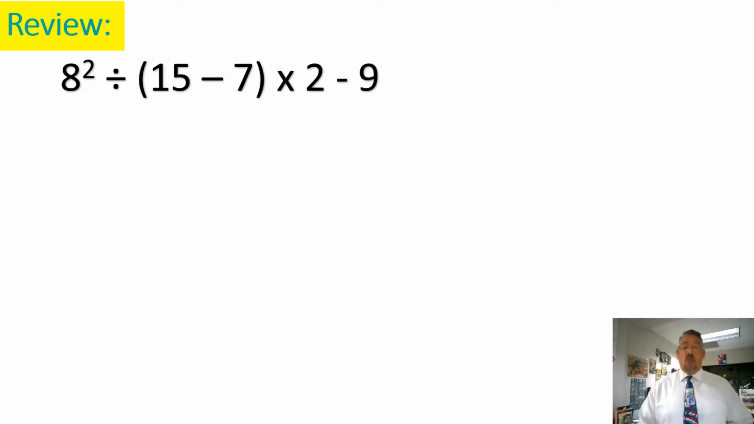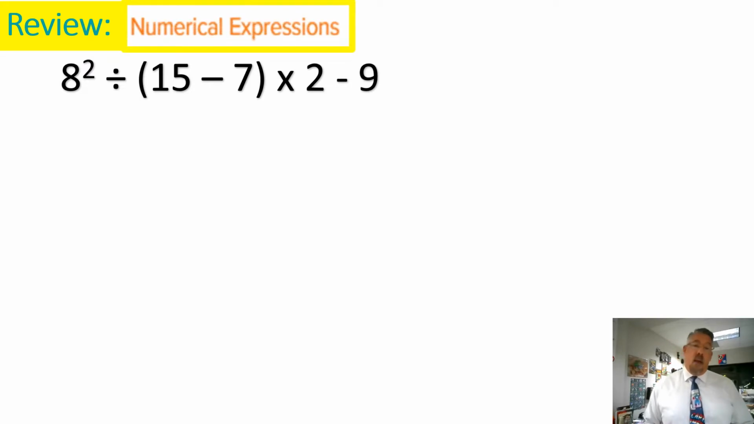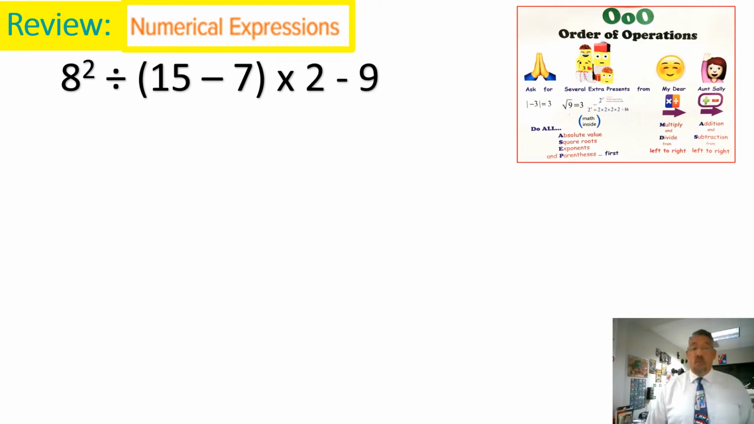So going through the order of operations, once again, we have absolute values, square roots, exponents, and parentheses. We ask for several extra presents, right? Then we have multiplication and division from left to right, my dear. And then we have addition and subtraction, and Sally. So as I go through these, I have to follow the order of operations or I'm going to end up with an incorrect answer. So I always start by underlining the parts that I have to do first.